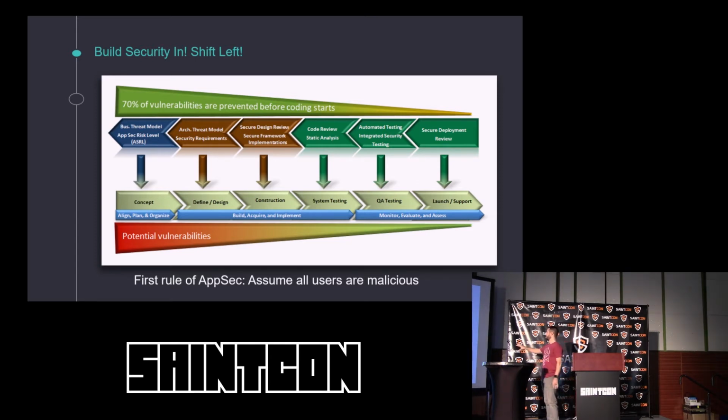The reason why this graph is important too is because the first rule of application security is to assume that all users are malicious, okay? That's why we sanitize any inputs that end users are putting in. We don't want our applications to break in any way or get hacked and be releasing sensitive data, okay?